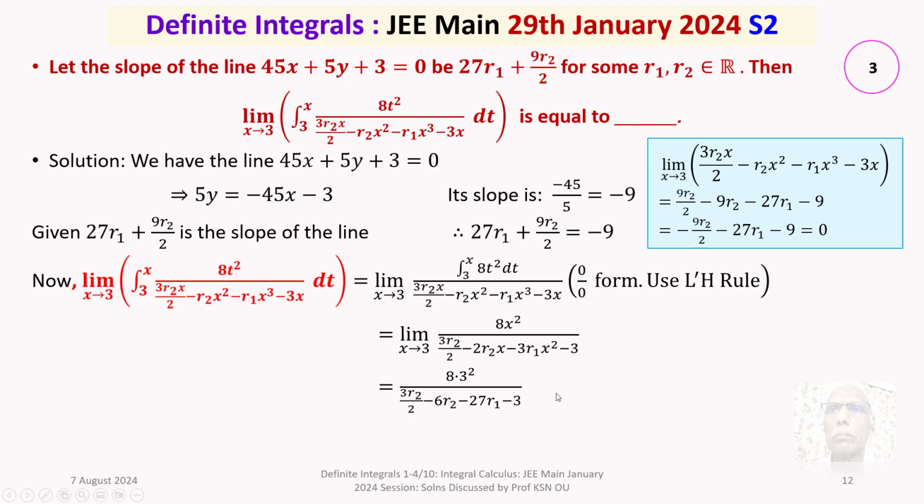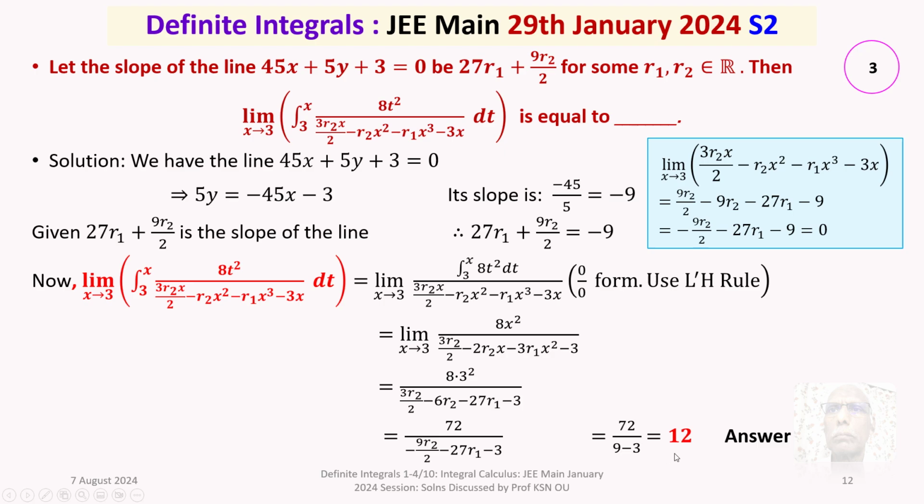So, substitute it and simplify. You will get 72 by (-9r2/2 - 27r1 - 3). Now, observe that 9r2/2 plus 27r1 is minus 9. So, minus 9r2/2 minus 27r1 will be 9. So, it is 72 by (9 minus 3).